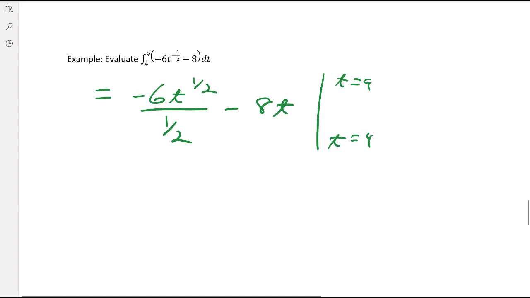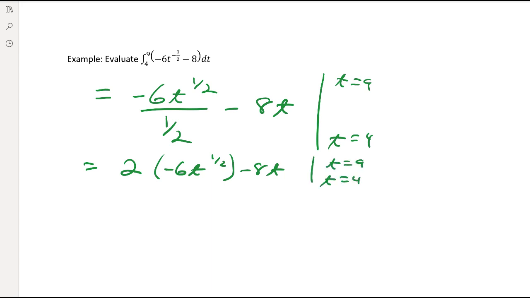Okay. All right, before we do that, let's clean this up. When I divide a negative 6t to the 1/2 by a 1/2, it's the same thing as multiplying it by the reciprocal, which in this case will be 2. Okay, that 2 only multiplies the negative 6t to the 1/2. T equals 4 to 9. And then lastly, what's 2 times a negative 6? It's a negative 12t to the 1/2 minus 8t.